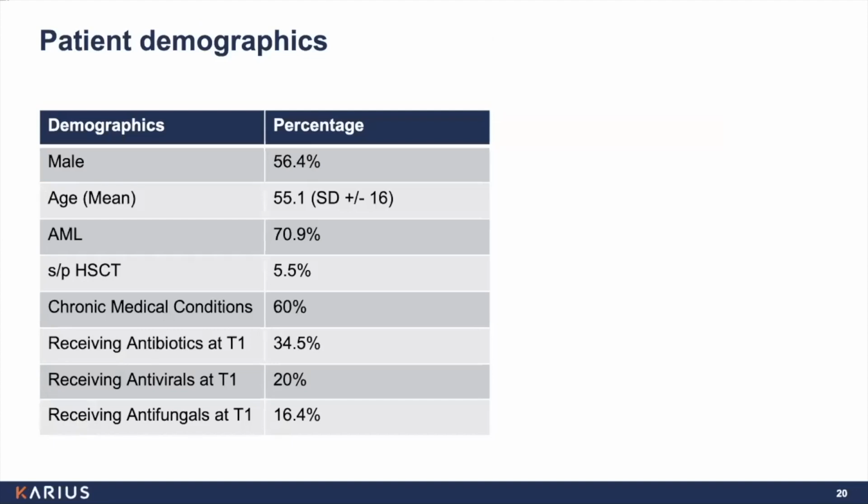There were 3 stem cell transplants, of which actually 2 ended up being excluded from analysis. 60% of patients had some sort of other chronic medical condition. And importantly, at the time of enrollment, 71% of them had some sort of antimicrobial on board. 34.5% had antibiotics, and 4 of these cases were on levofloxacin prophylaxis for neutropenia. 20% were on some antiviral, and 16.4% were on antifungal, mostly prophylaxis.